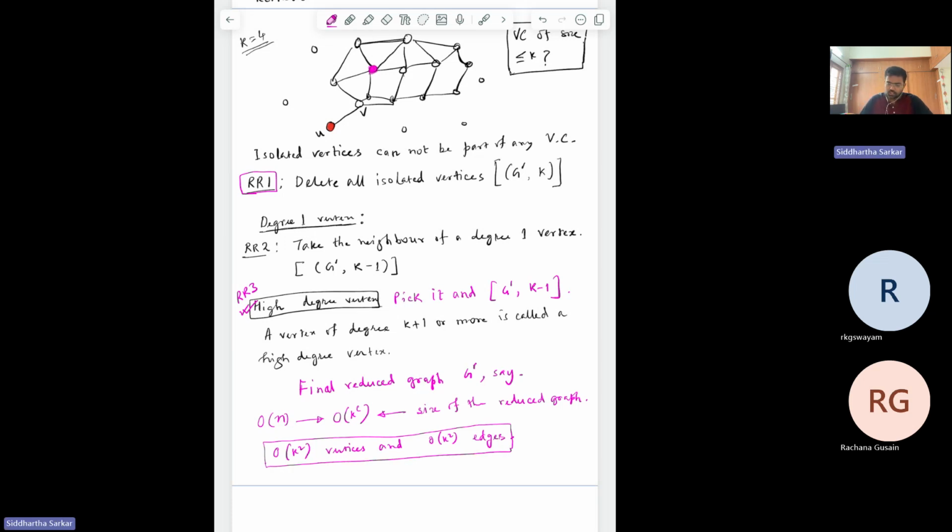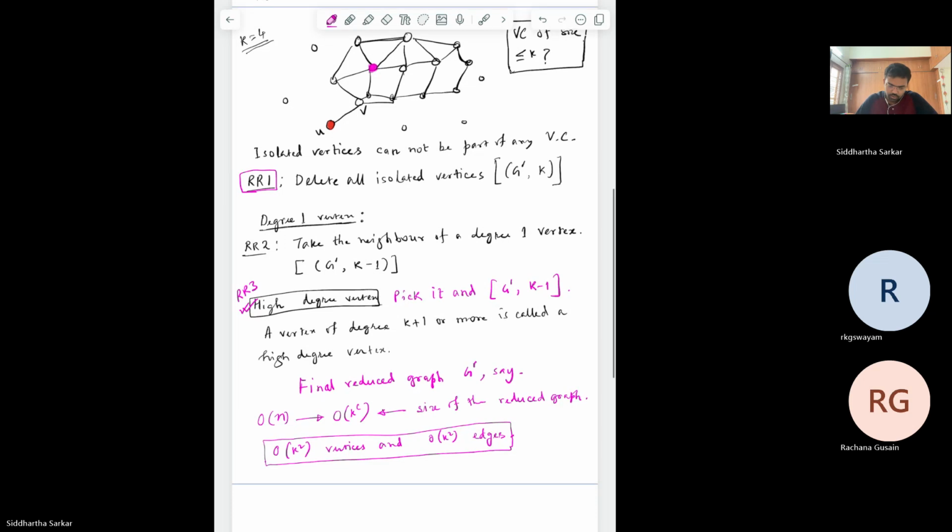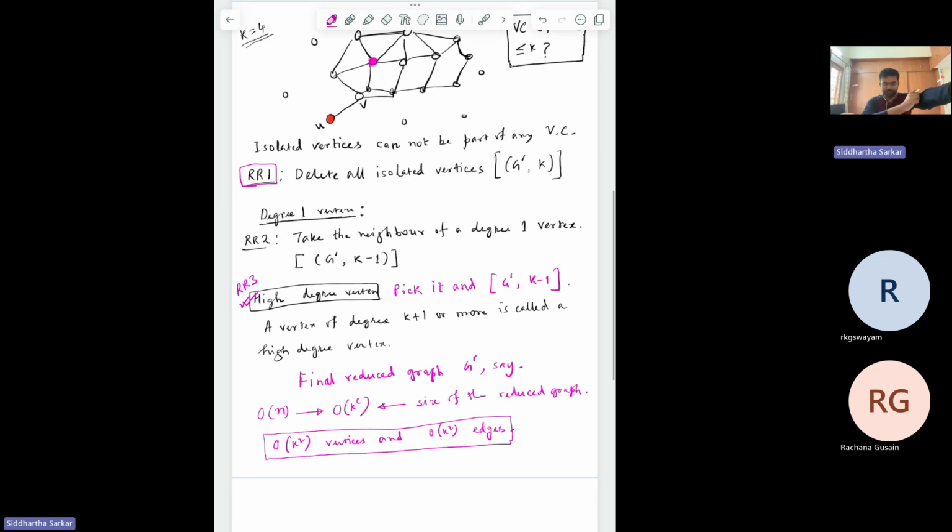Okay. So two things are possible. Either you run out of budget. So what is the meaning of running out of budget? If you applied rule 3, then you have taken a high degree vertex and reduced the budget. So if there are so many high degree vertices, then you may run out of budget. And what is the meaning of running out of budget?